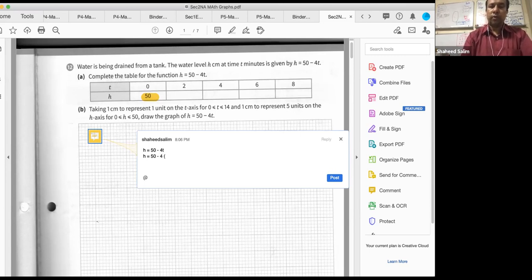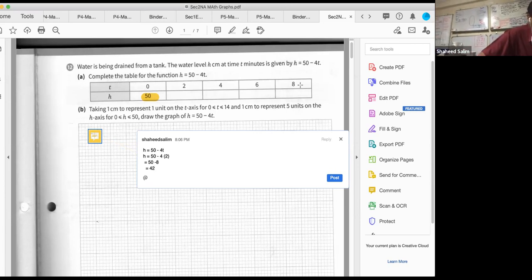Down here they give you 2, right? The value of t is 2. So you find out what's the answer. 4 times 2 is 8, 50 minus 8 equals 42. So down here is 42. So you put all the rest and then you plot, you find out. We did something like this last week. You all remember, right?